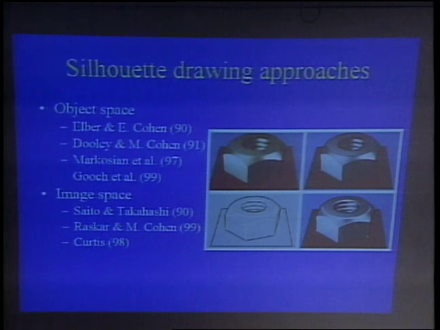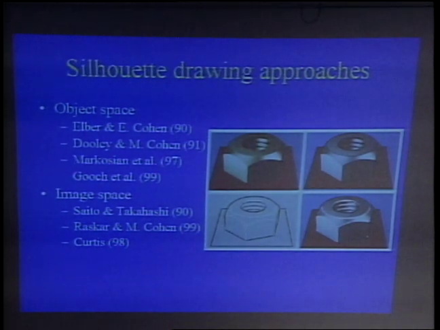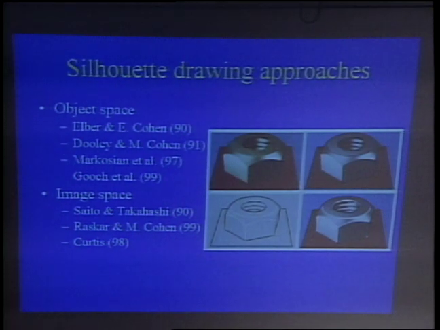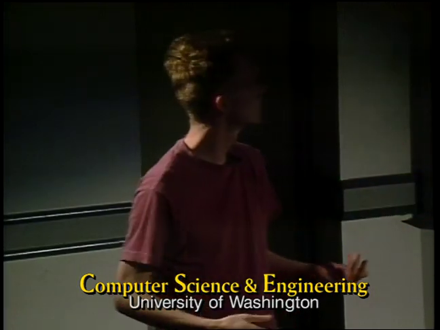There's been some work in rendering simple line drawings, which we focus on silhouettes, for one thing. Basically, the work that's been done falls into two categories. You could call them object space and image space. In object space, we detect the silhouettes of the object actually out there in 3D, on the model, and then we draw that as 3D curves, 3D lines.